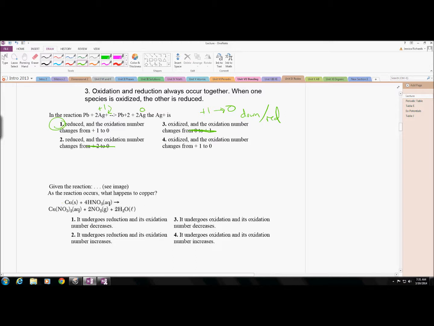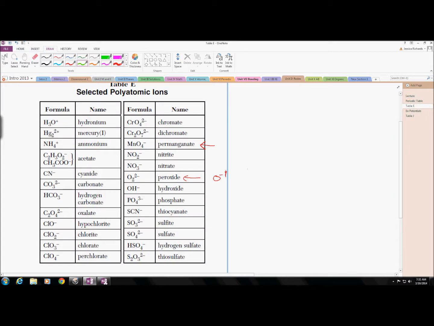Next example gives us this equation. They want to know what's happening to the copper. So we're going to look at the oxidation numbers of just the copper. Copper is 0 on the left because it's a pure element. On the right, it's in this compound, copper nitrate. You need to know what nitrate's charge is. So Table E, we get that out and we find nitrate right here. It has a charge of -1.